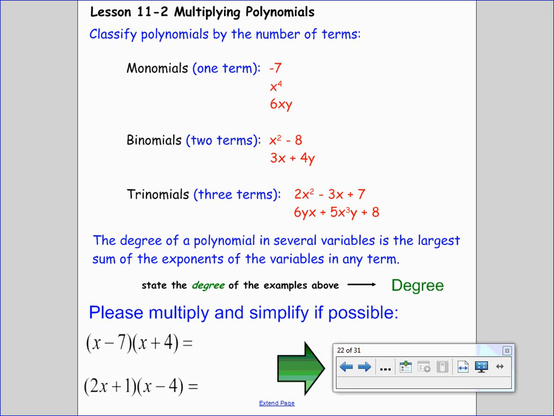It's not connected with another term through addition or subtraction, which is how I separate the number of terms. Versus binomials, see how there's 2 terms connected with addition or subtraction, or trinomials, 3 terms connected by addition or subtraction.